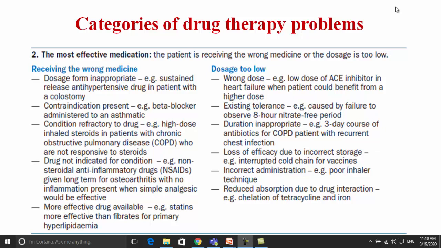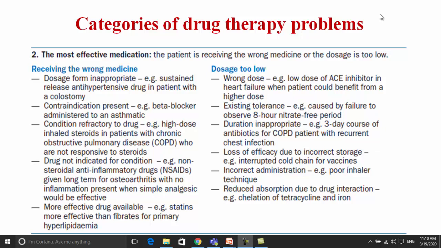The second sub category or sub theme is dosage too low. For example, wrong dose, low dose of ACE inhibitor in heart failure when the patient could benefit from a higher dose. Existing tolerance caused by failure to observe an 8-hour nitrate free period.